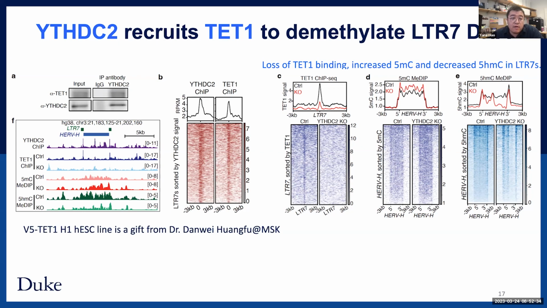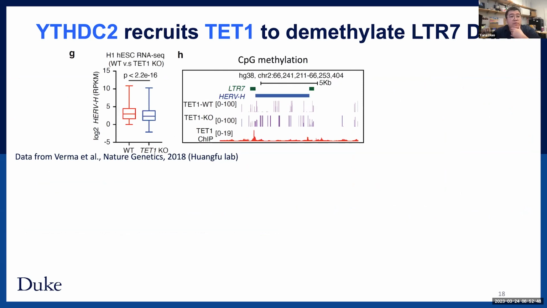And consistently, in the YTHDC2 knockout cells, we observed a gain of 5-mC modification and loss of 5-hmC modification on the LTR7 HERVH sequences. Tongyu also analyzed the data generated by Danwei Huangfu's lab, where Danwei did RNA-seq and demethylation analysis in wild-type and TET1 knockout human ESCs. We found that when TET1 is knocked out, the expression level of HERVH is decreased, and the methylation level of HERVH increased.